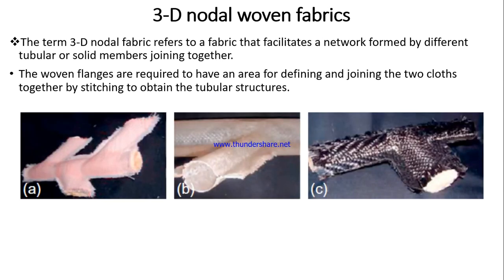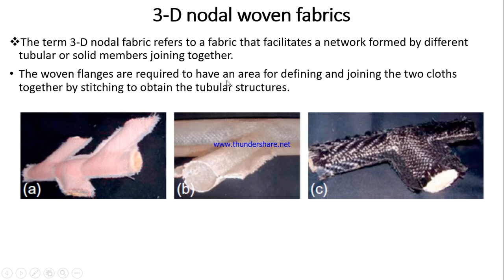Now come to another type of architecture, that is called 3D nodal fabric. Nodes will be there or branches will be there. The term 3D nodal fabric refers to fabrics that facilitate a network formed by different tubular or solid members joining together. You can see how the network can be created by joining different members.